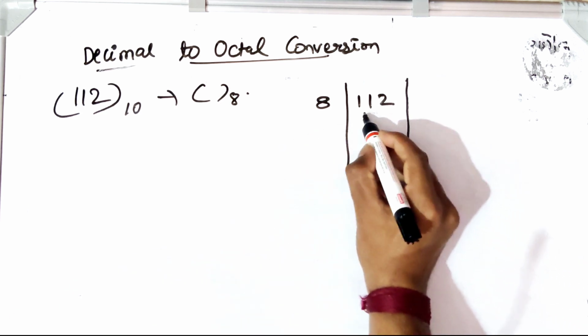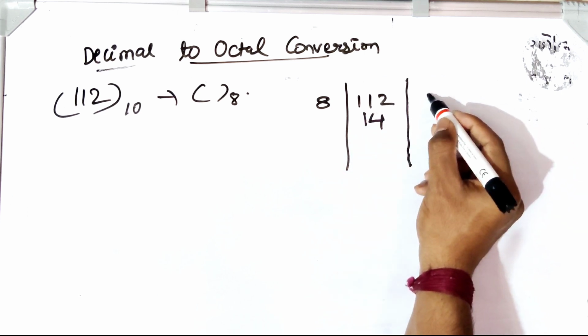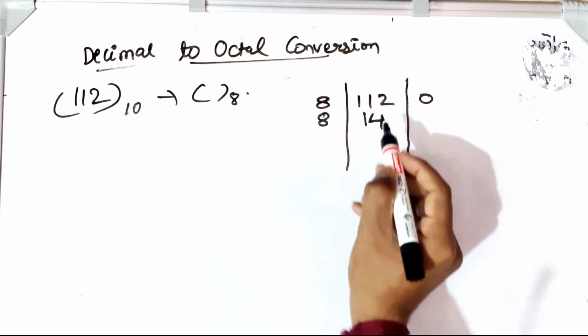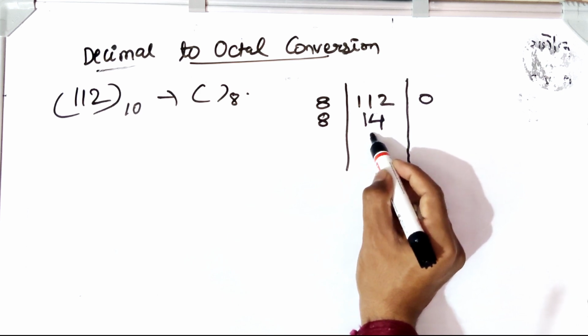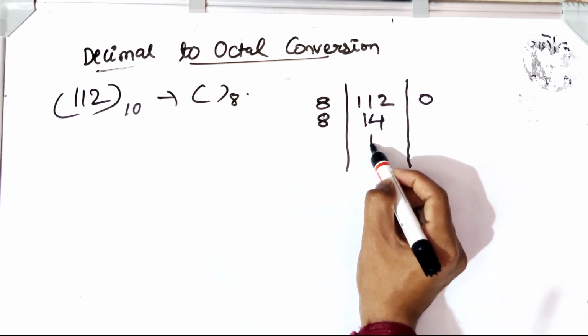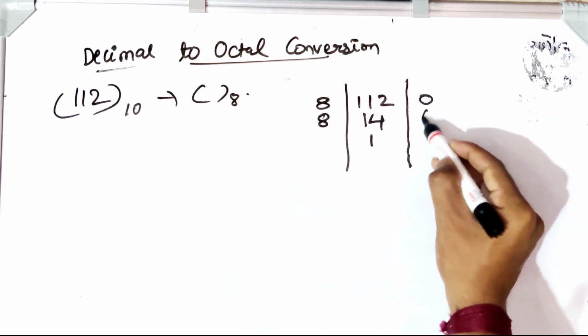8 times 14 is 112, so the remainder is 0. Then we write 8 and divide 14 by 8. 8 ones are 8, so the remainder is 6.